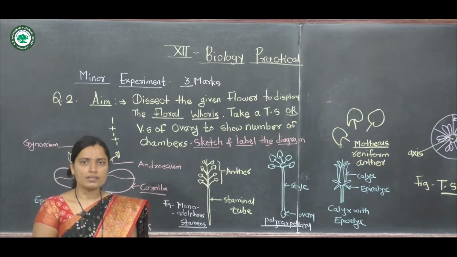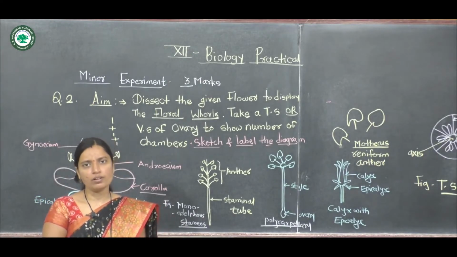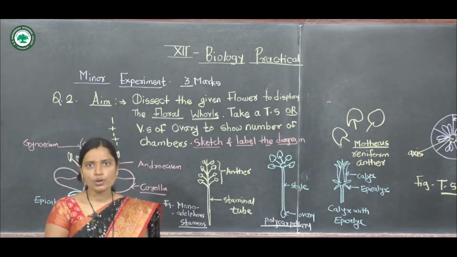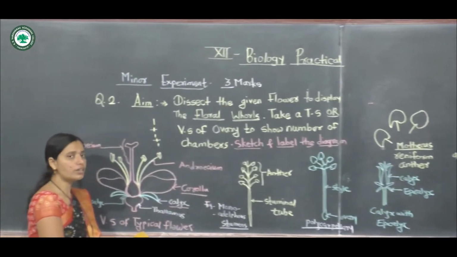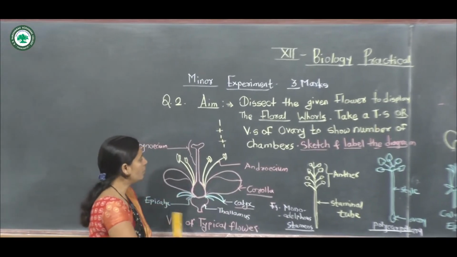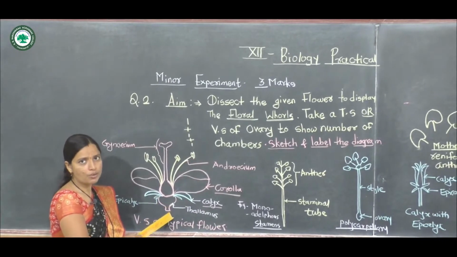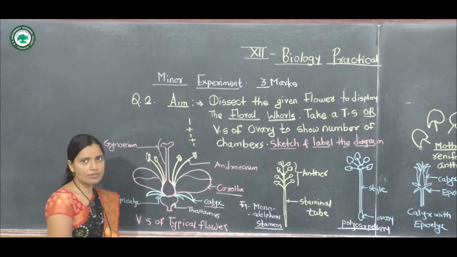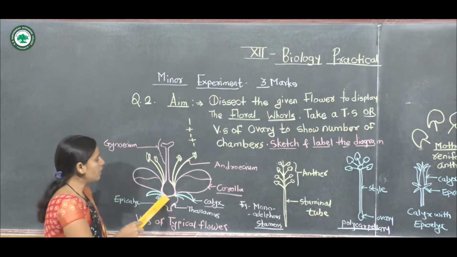The calyx and corolla are the accessory whorls of the flower, and the androecium and gynoecium are the essential whorls of the flower. Now the diagram of the typical structure of this flower: first, this disc-like structure is called the thalamus, and several parts arise from or attach to this thalamus.